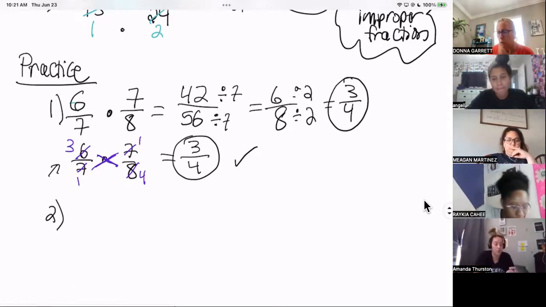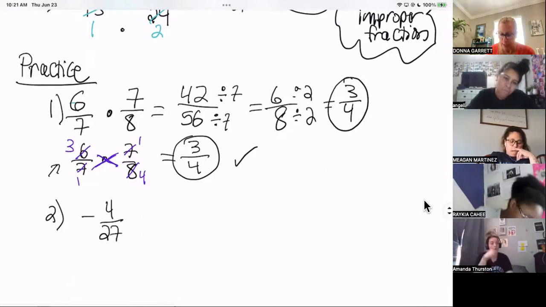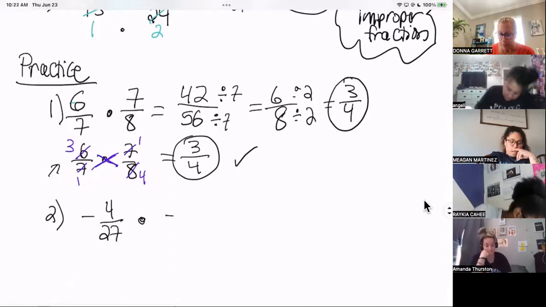Okay, so we'll do a couple more, and then we're going to add something. So now -4 over 27. Yes, we can have negatives. Times -3 over 8.